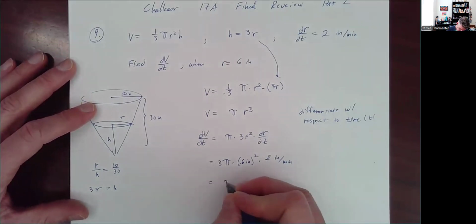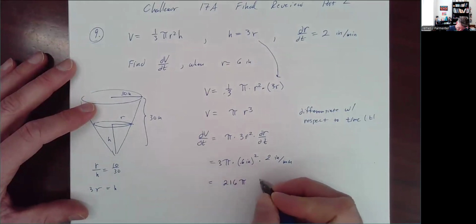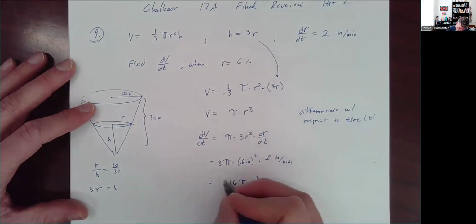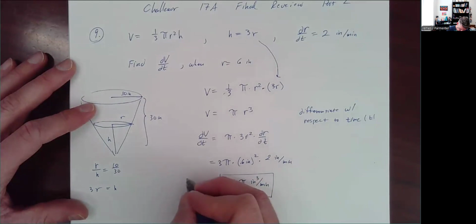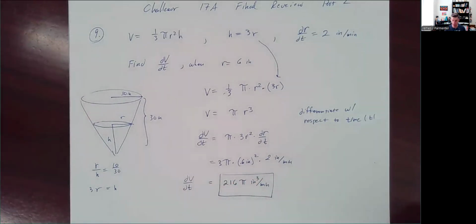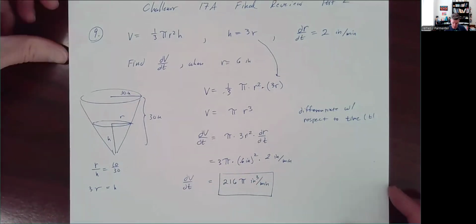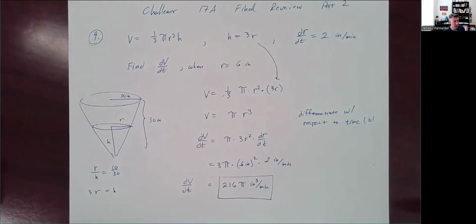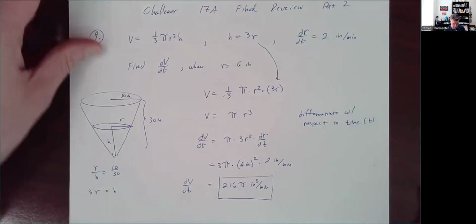So you get 216 pi, right, because there's a pi there as well, inches times inches times inches, and inches cubed per minute. Now, I don't think you needed to include any of the units until the very end, because we should have known that we're talking about how a volume is changing. It should be cubic inches in this case, or whatever your units are per unit. That's the whole problem. Let's move along.